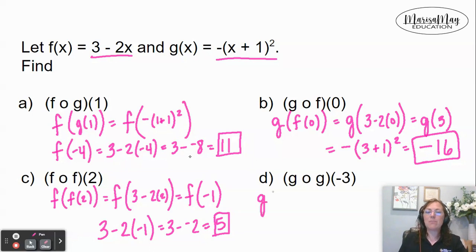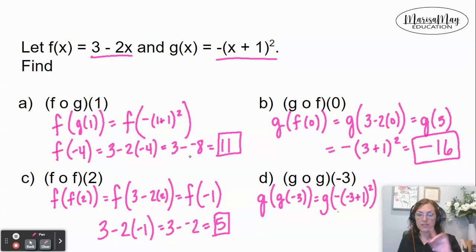So I'm going to begin with replacing the x in the g function with a negative 3. And that would look like negative 3 plus 1 to the second. Let's think through this. Negative 3 plus 1 is negative 2. Negative 2 to the second is 4. Put a negative on it, gives me g of negative 4.